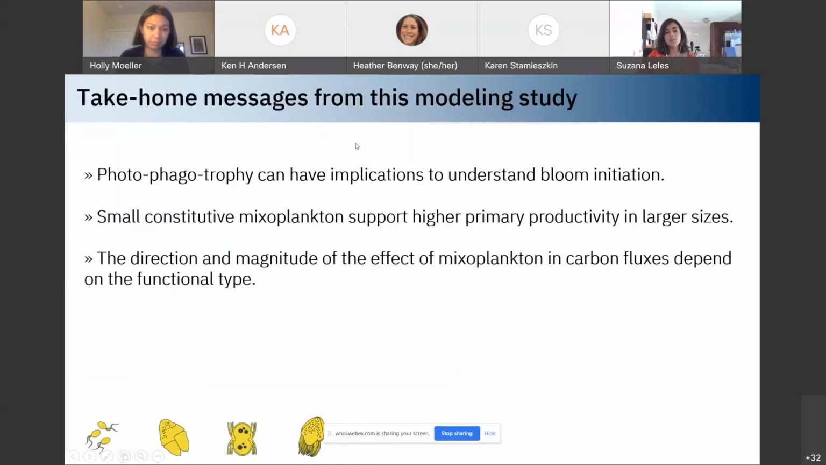But basically, the take-home messages from our modeling study were that photophagotrophy can have implications to understand bloom initiation, and it is a strategy important also during light-limited conditions. Small constitutive mixoplankton can support higher primary productivity in larger cell sizes, and the direction and magnitude of the effect of mixoplankton in carbon fluxes will depend on the functional type in our model.